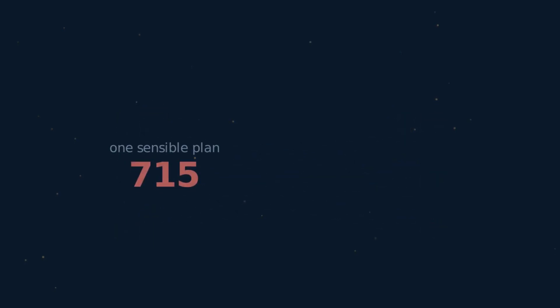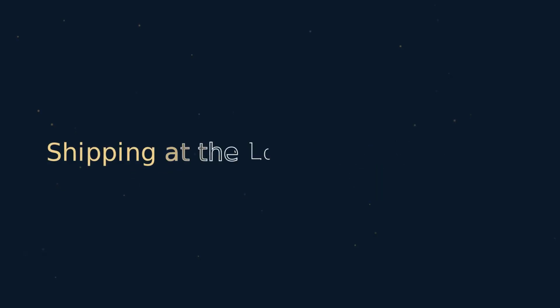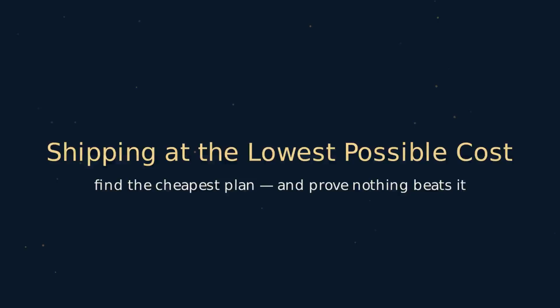Now here is the uncomfortable part. 2 people can both ship every unit correctly, break no rule at all, and hand in bills that are not even close. 715. 335. Same goods. Less than half the money. So the real question was never can we ship everything. It is this. How do we land on the cheapest plan on purpose, and then prove that nothing cheaper exists?